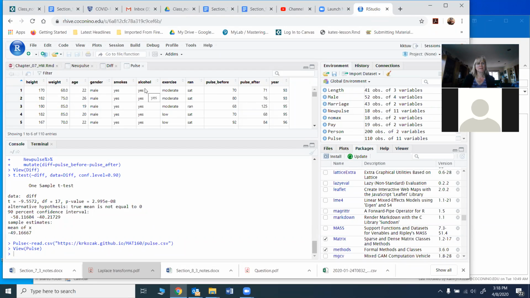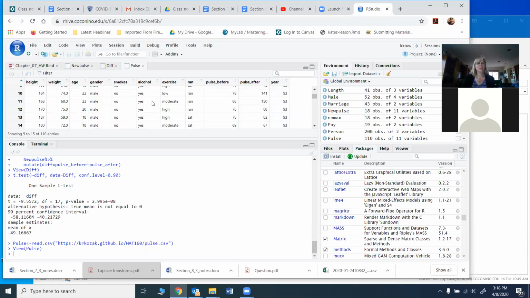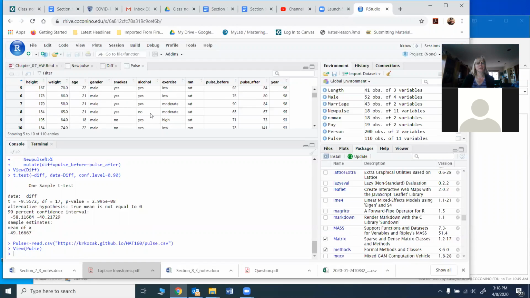And what I want to know is, does alcohol affect it? So if I look at this column, I also have people that didn't drink alcohol. So here's somebody who didn't drink alcohol. And I want to look at what their pulse rates are doing. I want to look at whether the fact that somebody drinks alcohol actually affects their pulse rate. For simplicity, let's just look at the pulse rate before instead of the pulse rate after. And we're going to look at each individual.